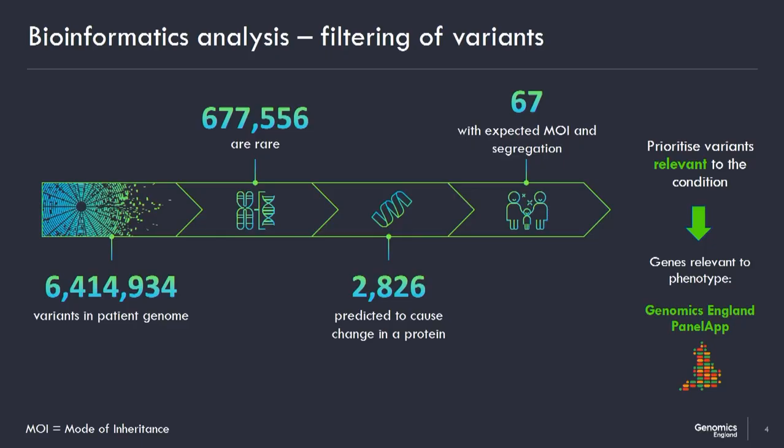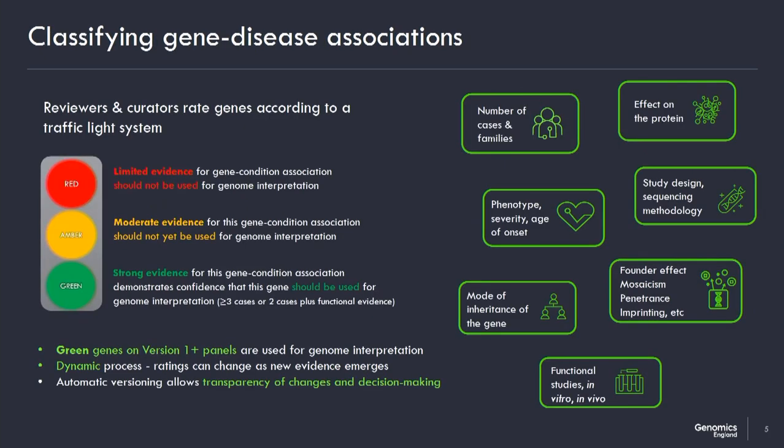But even after filtering for all these things, it leaves us with too many variants for a clinical scientist to go through. And this is where PanelApp comes in. So PanelApp provides a list of genes, or in other words, panels, that relate to phenotypes that are similar to that of the patient's condition. And this increases our chances of finding the true causal variant in each case.